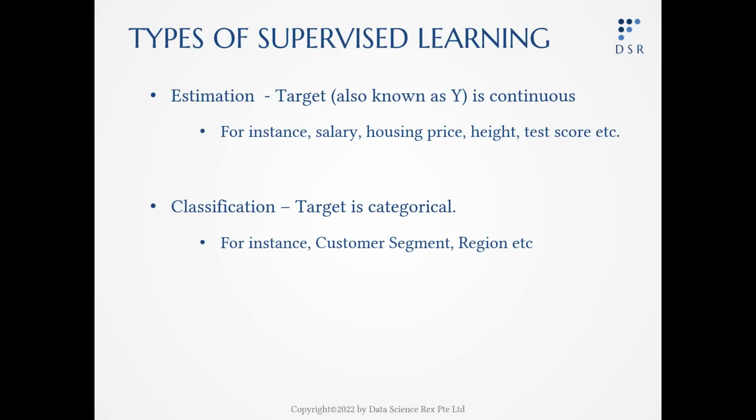Now, there are two types of supervised learning. One is called estimation. The other one is called classification. What are the differences? Well, target for estimation is continuous in nature. So for instance, it could be salary, housing prices, height, test score, etc. Whereas for classification, the target is categorical in nature. That means the target is defining categories. So for instance, it could be customer segment, region, country, defaults or not defaults, going to resign or not going to resign.